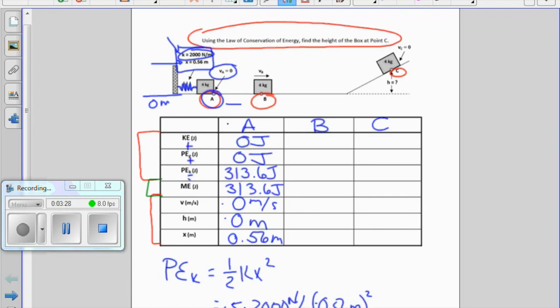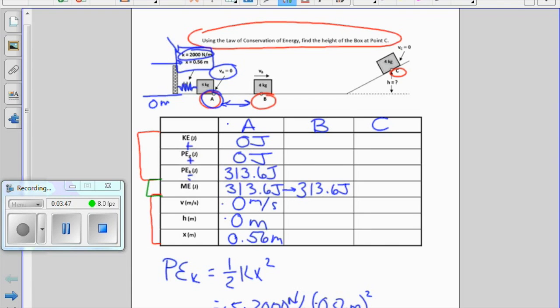Between point A and point B, I do not have friction. So I can say the mechanical energy has been conserved. Because of this, I can transfer this number from point A to point B. So 313.6 joules.